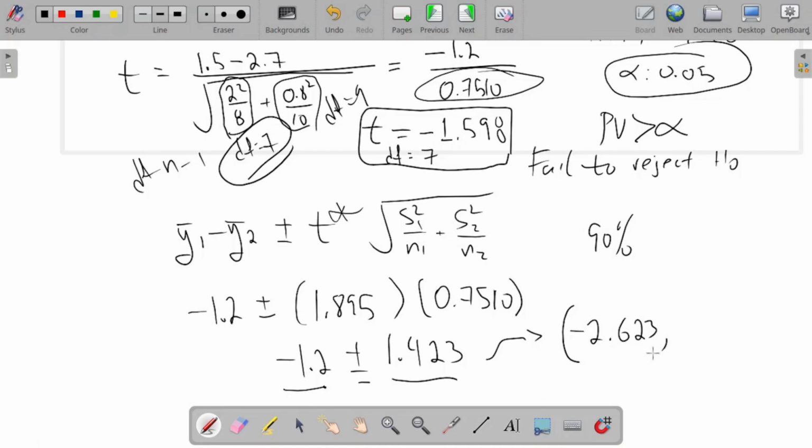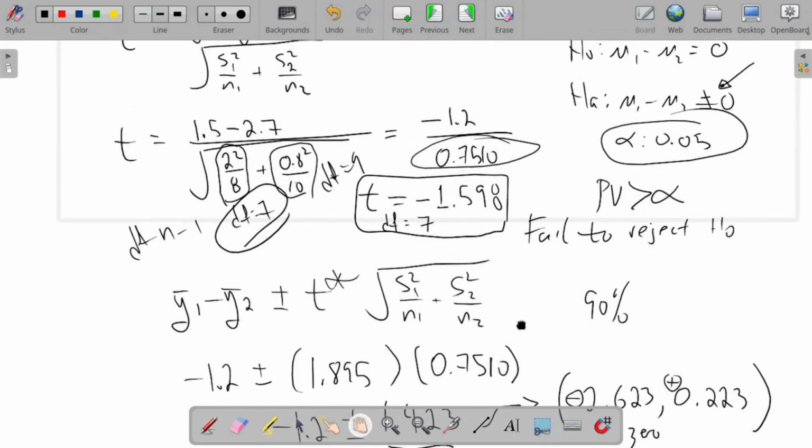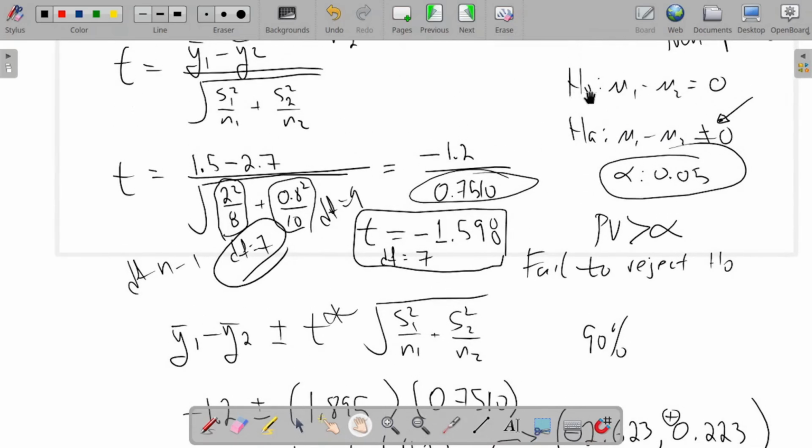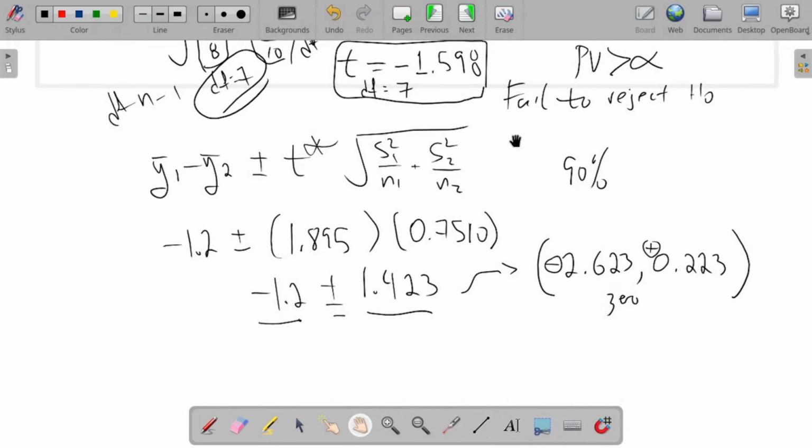And the upper bound is what I had. It'll be positive, though. It'll be 0.223. So this is a positive number. This is a negative number. And that means 0 is in the interval. Why am I concerned with 0? Well, let's look at the null hypothesis. The hypothesis for no significant difference means that the value is essentially 0, or really not different from it. And that's what we have here.